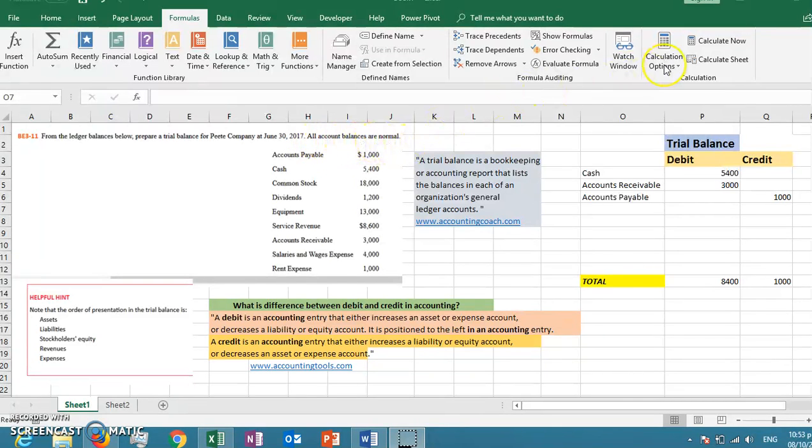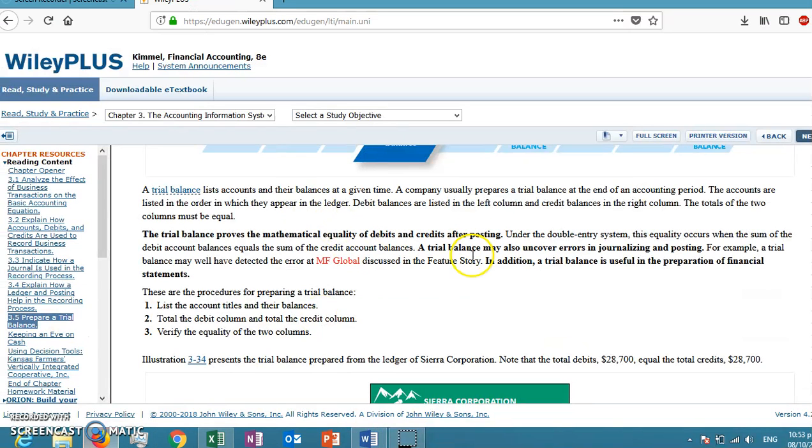Okay, so the first thing we need to have in mind is what is a trial balance? I just added a definition I found here at accountingcoach.com. I'm going to read it to you guys. So I quote, a trial balance is a bookkeeping or accounting report that lists the balances in each of an organization's general ledger accounts. If you want to read the one in the book, I have it over here. If you need more time reading it, you can pause the video and you can understand it.